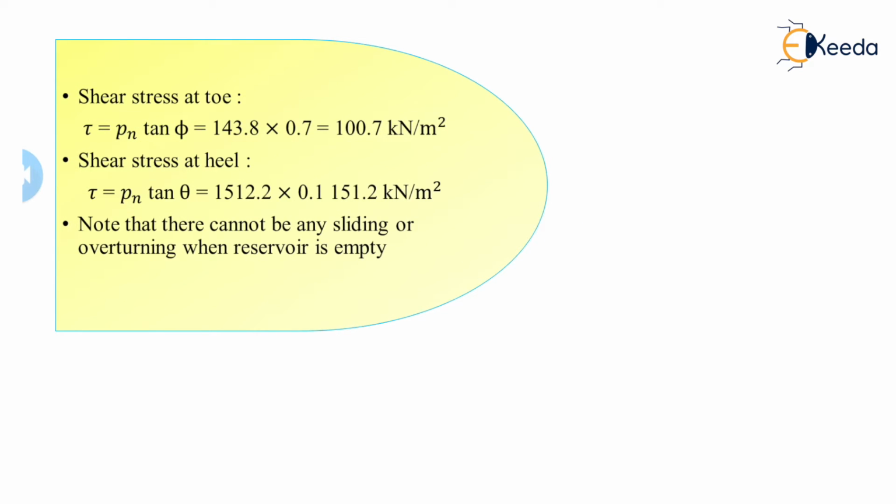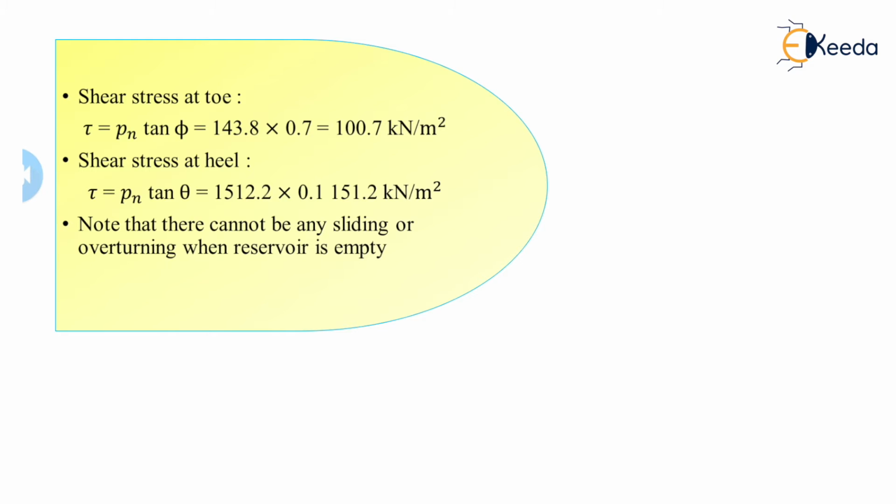Similarly, for the shear stress when only the self-weight is to be considered, it is Pn into tan phi. Tan phi we have already found out. So substitute the values of Pn and tan phi, and we will get 100.7 kilonewton per meter square.